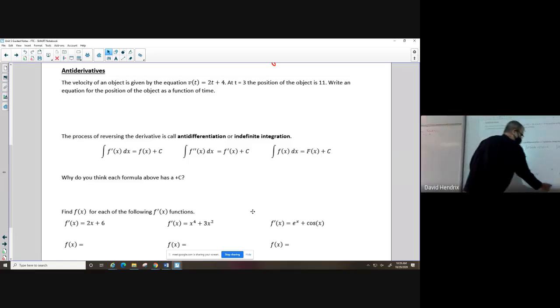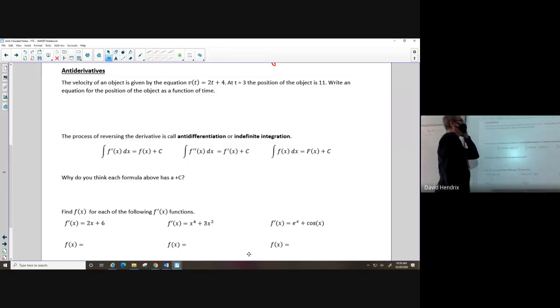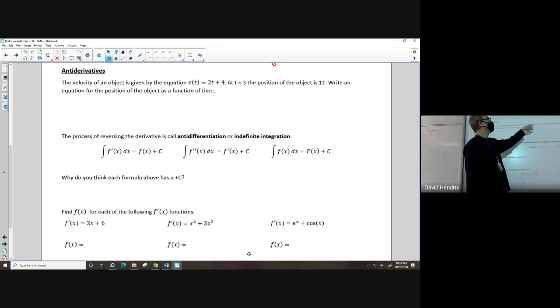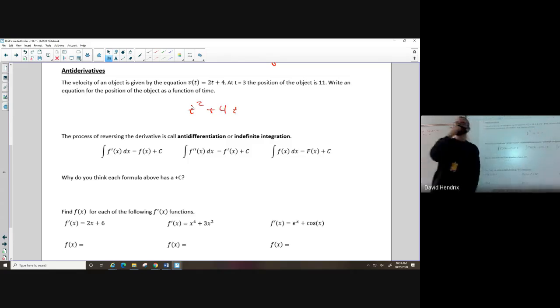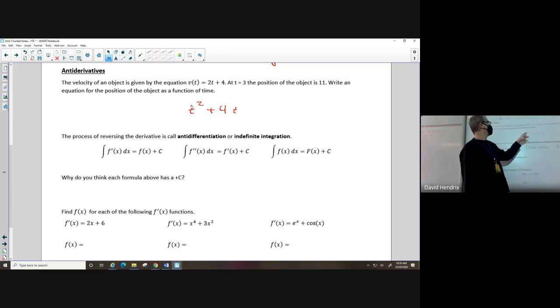Hopefully, what I was looking for on this is you'd see, well, what could I take the derivative of that would give me 2t plus 4? So what would that be? T squared plus 4t. Everybody see that? But hopefully you recognize that when I plug 3 into this, I'm not getting 11, right? I'm getting 9 plus 12, 21, right? And so what are we going to have to do to make it come out to 11?